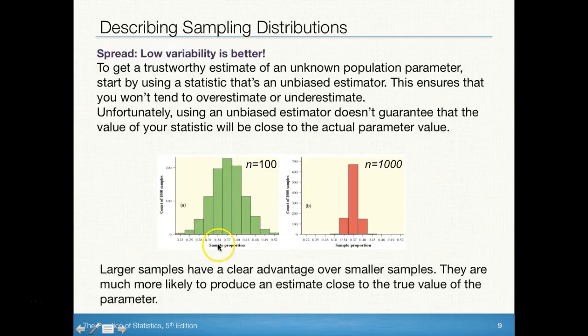Notice here, if I have a sample size of 100, I have quite a bit of variability, whereas a sample size of 1,000 definitely reduces the variability. So larger samples have a clear advantage over smaller samples, and they're more likely to produce an estimate close to the true value of the parameter.